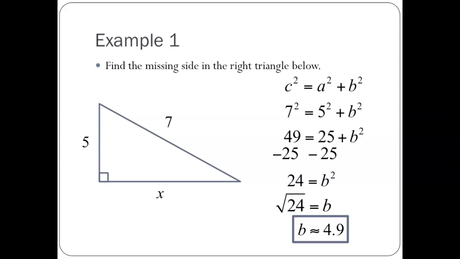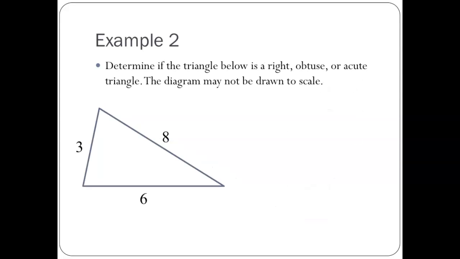Alright, example 2. Determine if the triangle below is a right, obtuse, or acute triangle. The diagram may not be drawn to scale. Okay, so we want to find the longest side, in this case 8, and make that c. And then we'll compare c squared with a squared plus b squared. So c is 8, so we have 8 squared, and then on the other side we have 3 squared and 6 squared.